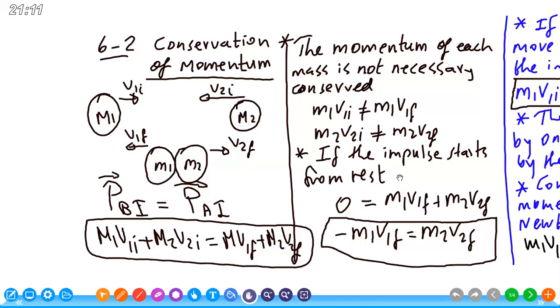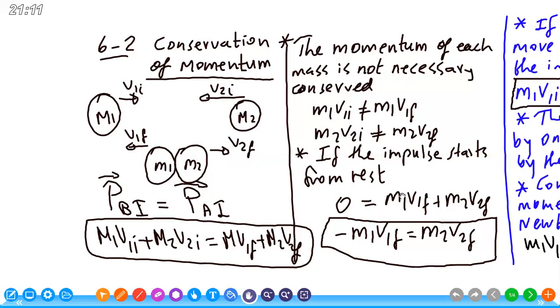A person is standing on a raft on the surface of water and he jumps out, steps out. So what does this mean? Initially everything was 0. So I can put here 0 for everything initial because everything was stationary. So then 0 is going to equal M1 V1 final plus M2 V2 final.